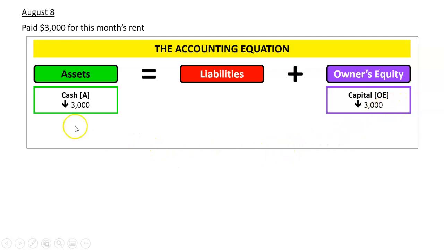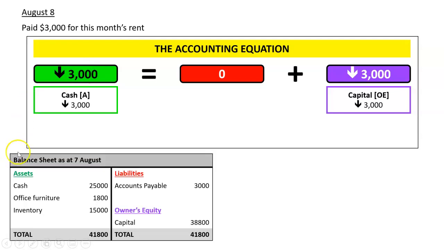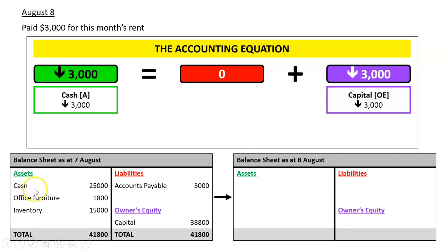Let's balance this out accounting equation wise. Assets have gone down 3,000 equals liabilities are 0 plus owner's equity, which has gone down 3,000. This side of the accounting equation equals that side, but our final part of double entry accounting says so does the balance sheet. We've got to balance overall as well. And here's what it was on the 7th of August. We're going to update it for the 8th. So the first thing we'll do is say the cash was 25,000 the day before. That should go down 3,000, so that should be 22,000.